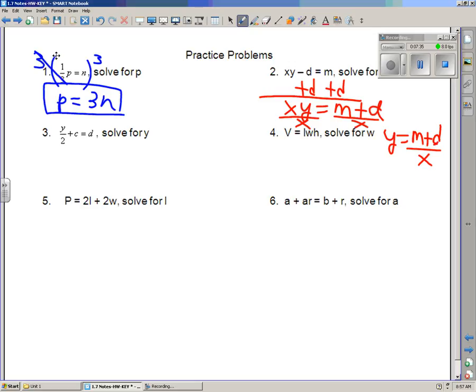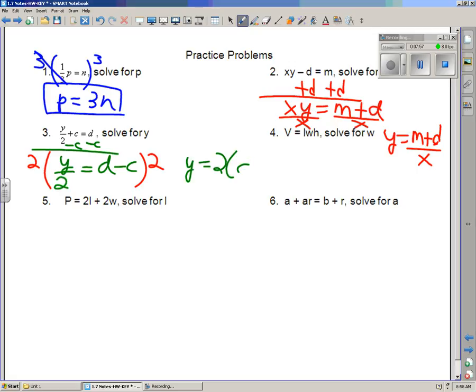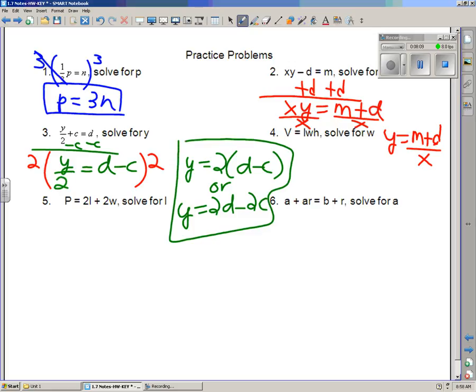Number 3, I need to get c to the opposite side first. I'm going to subtract c from both sides. Y divided by 2 equals d minus c. And now I need to get rid of my fraction, so I'm going to multiply both sides by 2. And that will leave me with y equals 2d minus c. If you want to distribute, that's fine. You could also say y equals 2d minus 2c. Either one of those is just fine.